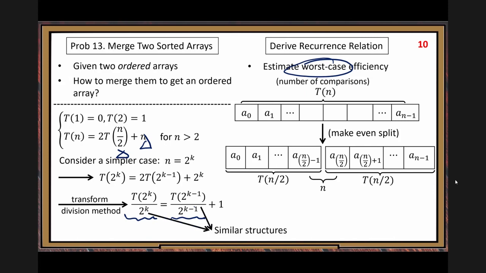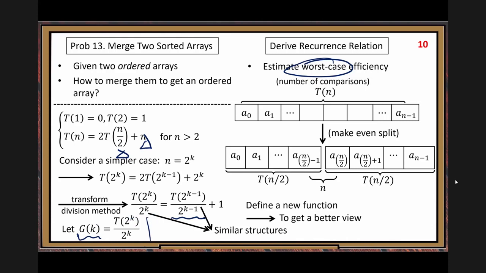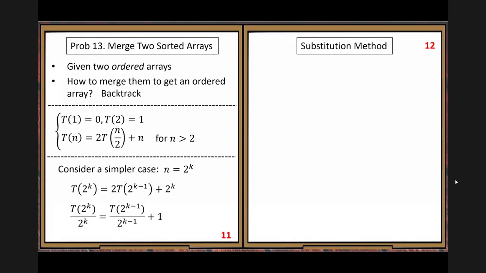If it is the same structure, can we introduce a new function to represent this structure? Let's define a new function so we can see our problem better. Capital G of k equals this fraction, T of 2 to the k over 2 to the k. After we have this new function, we can write the recurrence relation as simply as this: G of k equals G of k minus 1 plus 1.